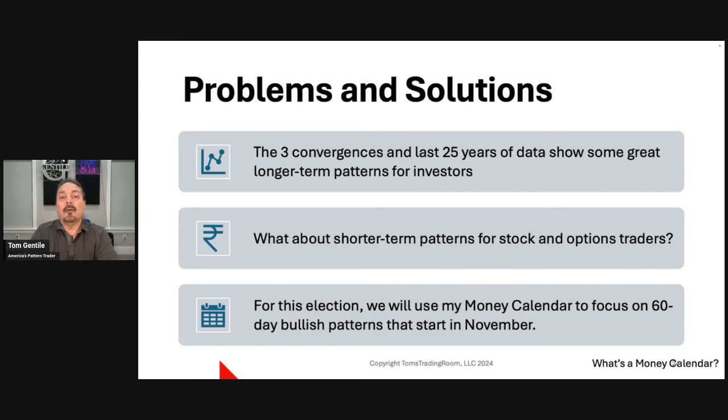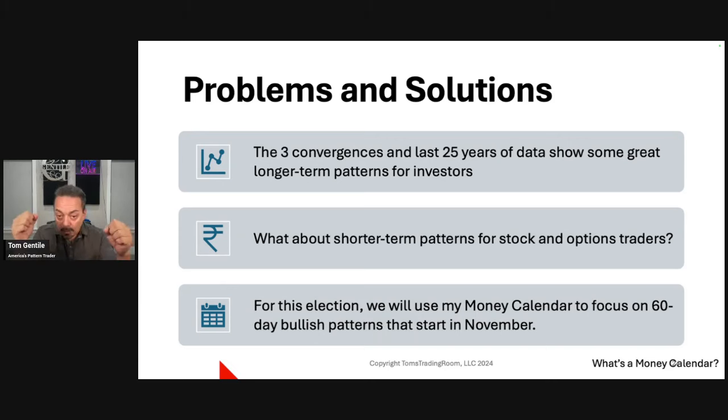What about shorter term patterns? What about shorter term patterns for stock and option traders? Because that's what I'm most interested in. So for this election, what we're going to do is we're going to take the money calendar, and I tweaked it. I reverse engineered it.